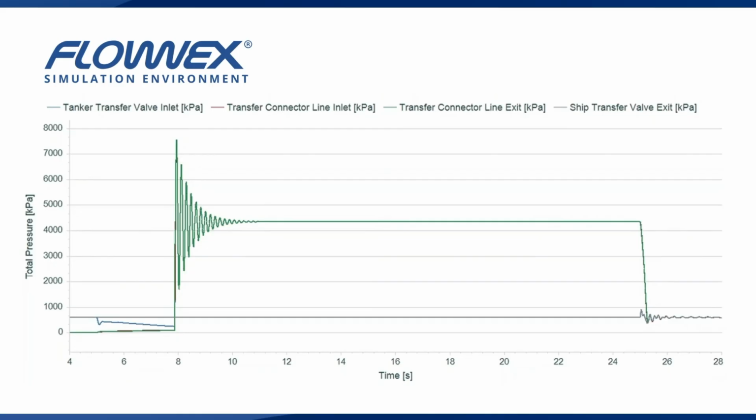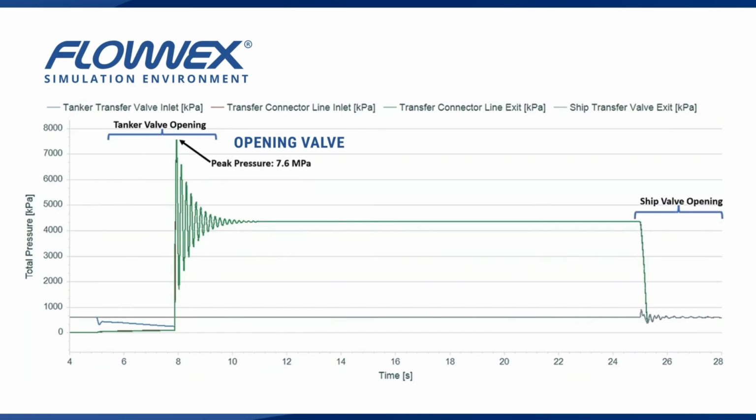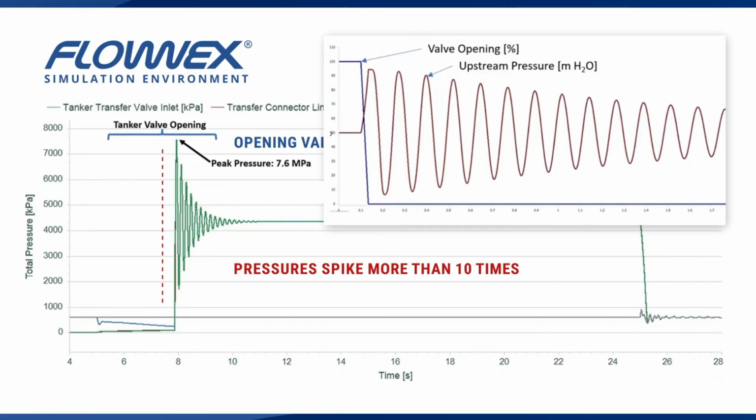As the transfer begins, a critical event occurs. Opening a valve into an evacuated connector line causes fluid to rush in at high velocity, generating a powerful pressure wave. In this case, pressures spike to more than 10 times the tank pressure, a result that directly impacts component design. These results are essential for engineers. They define pipe strength requirements, valve specifications, and safe operating limits, long before physical testing begins.